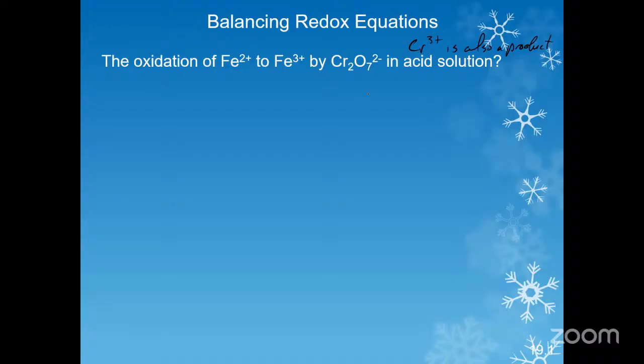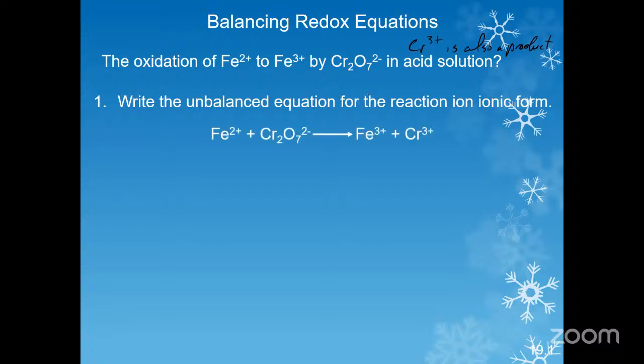Okay, so let's say you're given that information and you're asked to balance the equation representing that reaction. In order to do that, you have to figure out what the reactants are based on the information provided and what the products are. So this is the setup for the unbalanced equation. Based on the information provided, the Fe2+ and the Cr2O7 2-, the dichromate ion, are the reactants, and the Fe3+ and the chromium 3+ are the products of this reaction. That's the first step in balancing a redox equation.